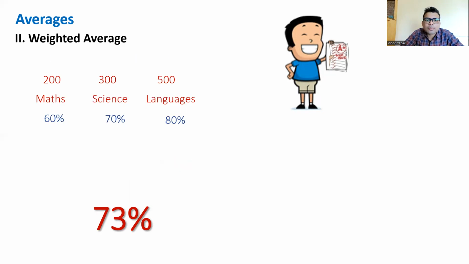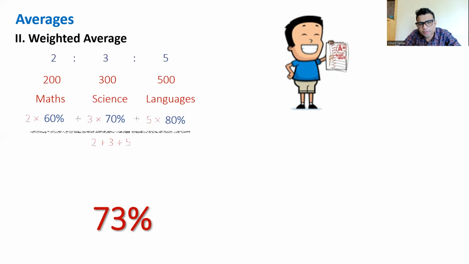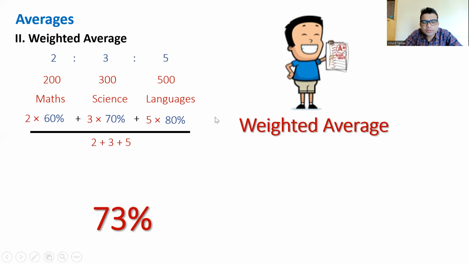So basically, you can also do it like this. The base marks were 200, 300, 500, so you can take it as a ratio. You can reduce it in the ratio form, so 2 is to 3 is to 5. You can simply do 60 into 2 plus 70 into 3 plus 80 into 5 divided by 2 plus 3 plus 5. That is taking 100 common from numerator and denominator and cancelling out that 100. So this is your weighted average. It's like 60% will be added twice, right?